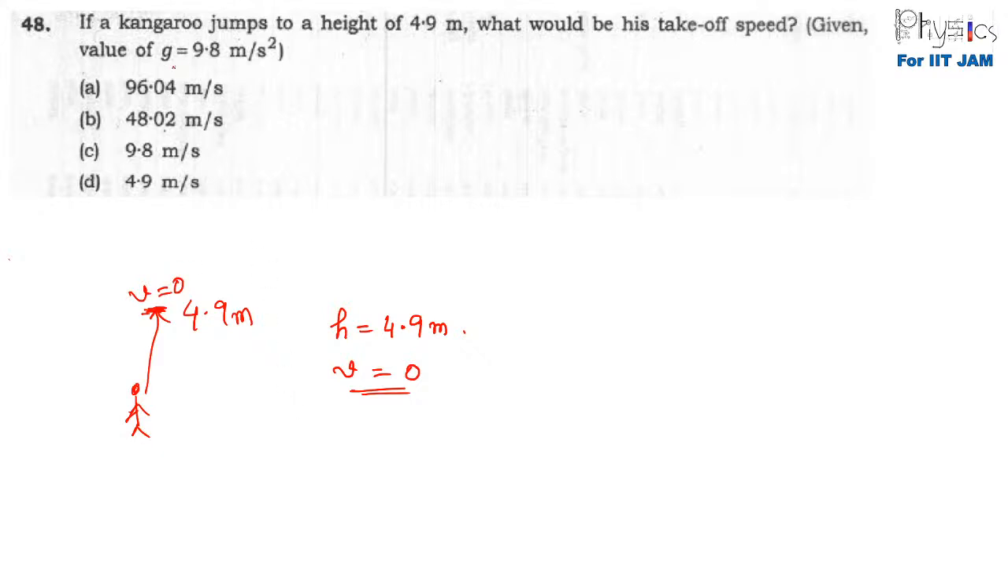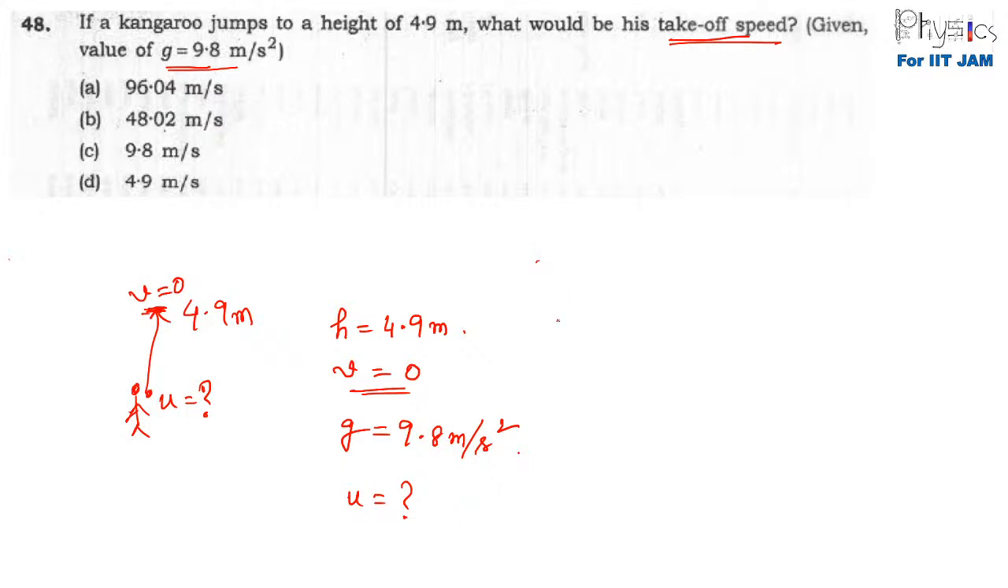Now, since it is under gravitation, our gravitational acceleration, that is g, is 9.8 meter per second square. It is our acceleration. Now you were asked to find the kangaroo's takeoff speed, that means the initial speed, that is, what is u? You are asked to find u, the initial speed or takeoff speed, whatever you say.